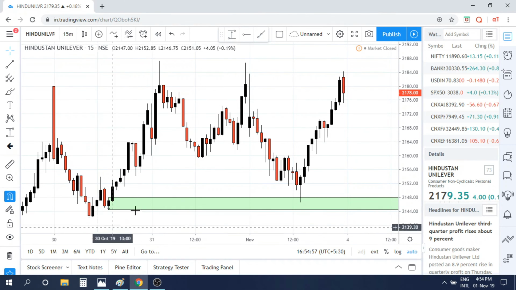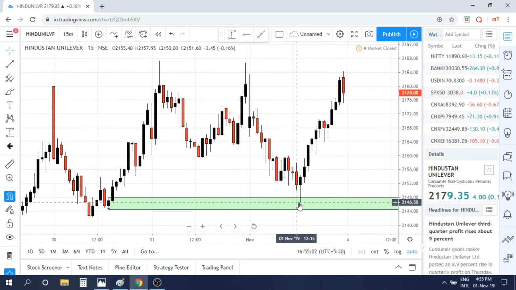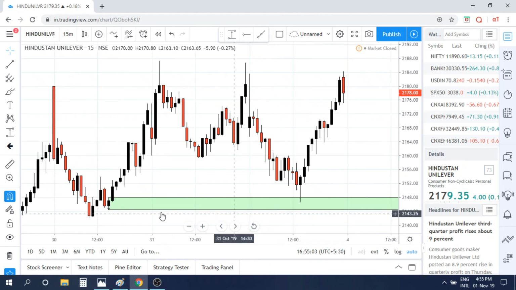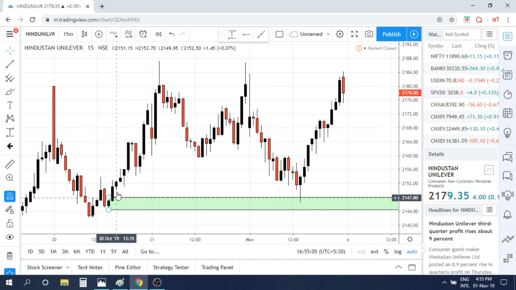So this was a super strong demand zone with a lot of pending buy orders unleashed by institutions from this particular demand zone. This is a nice drop-base rally demand zone. Then we have another one on the way up. This is the rally, 3 candle base and a rally.